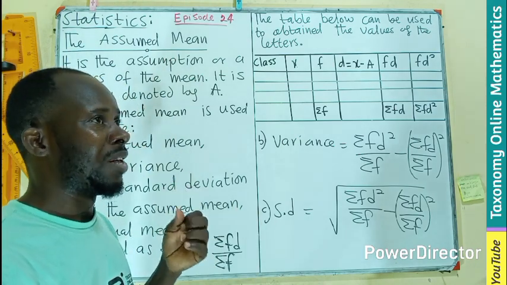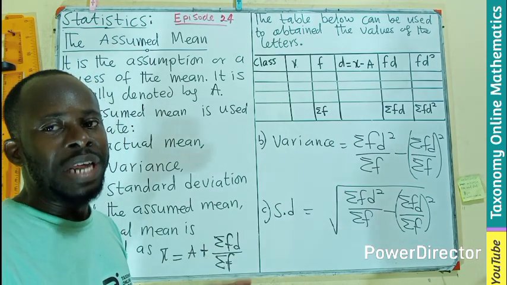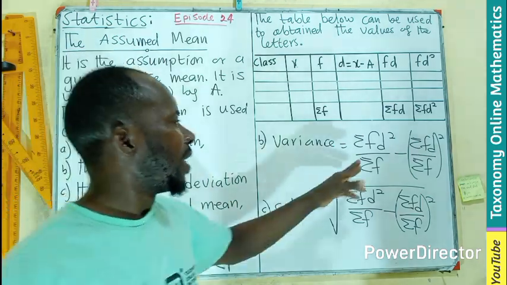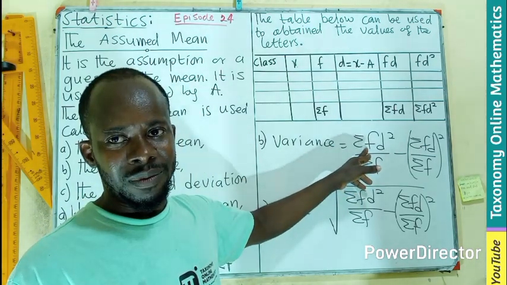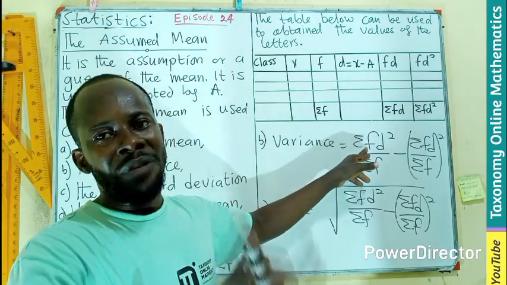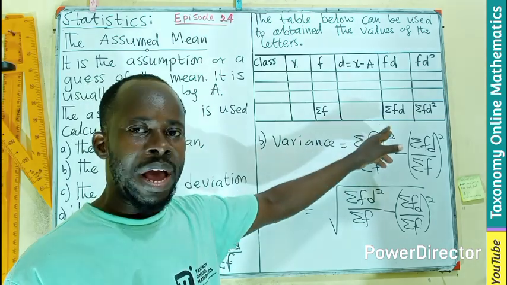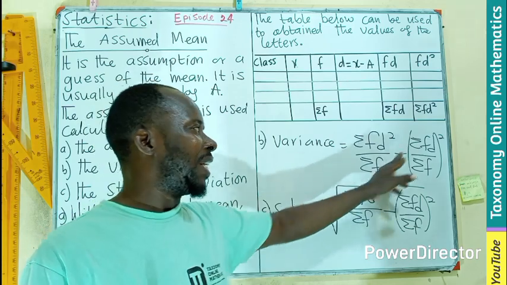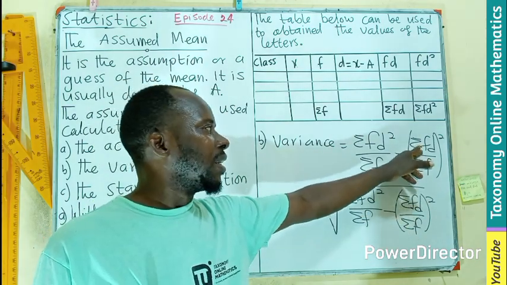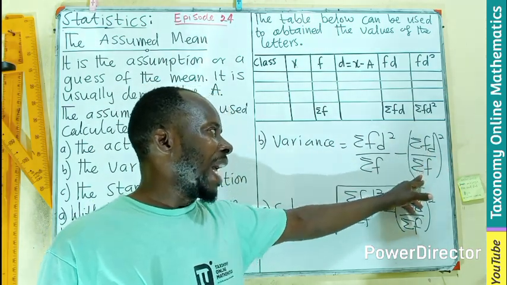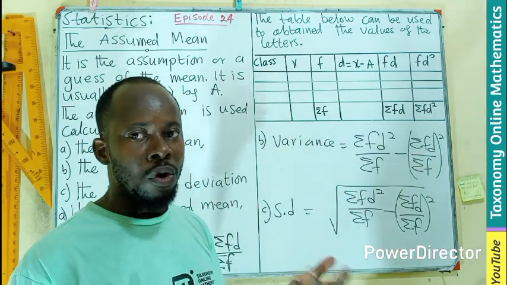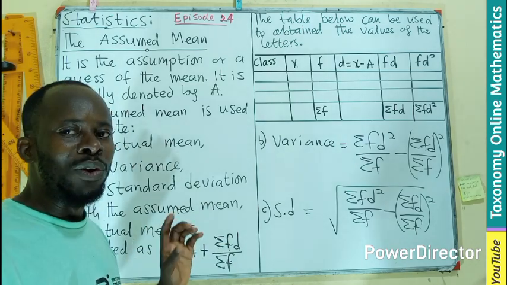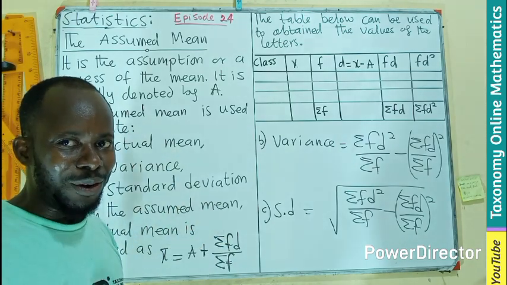Now, if the question is of raw data, meaning there was no need to draw a table, it means there wouldn't be the f. There's no repetition of values. So it becomes sigma d squared over n, since there's no f, minus sigma d over n, all squared, for raw data. The same applies here and here. The f will go, the d will be there alone. I'm sure you grasp that concept also.